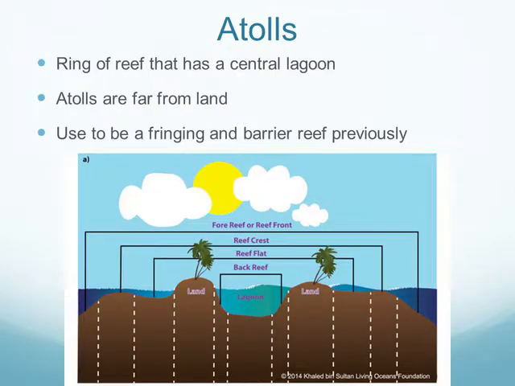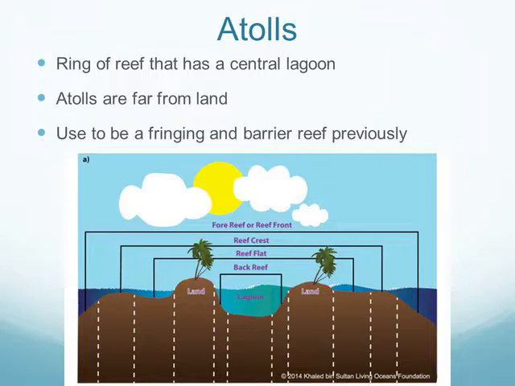And then lastly, you have atoll. This is a ring of reef around a central lagoon. So there is no island. In this case, the island has completely sunk. Atolls tend to be far from land, so typically you'll see them in the middle of the ocean, because continents don't create atolls, only islands do. And atolls used to be fringing and barrier reefs at one point in time, but now, because the island has sunk in completely, it's just a reef that's left over.